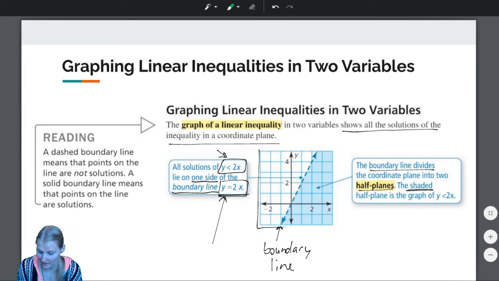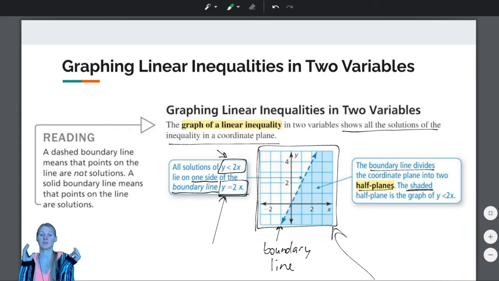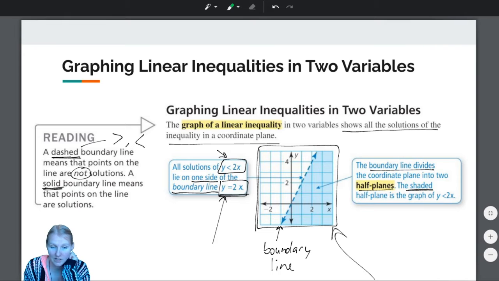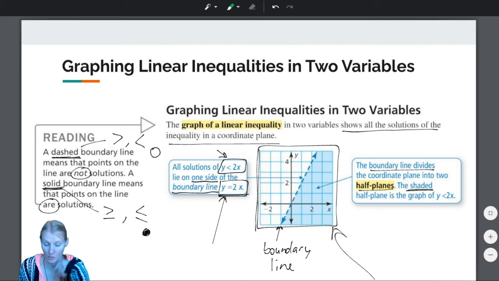So anytime we graph a linear inequality in two variables, it's going to look something like this. We're going to draw a line, and one of the sides will be shaded or colored in. So a dashed line, notice how they have a dotted line. It's not a solid line, it's a dotted line. A dashed boundary line means that points on the line are not solutions. So dashed is greater than or less than. A solid boundary line means that the points on the line are solutions. So solid line is greater than or equal to or less than or equal to. It's like having an open circle or a closed circle in chapter 2. Are we going to have a dashed line or are we going to have a solid line? Similar to chapter 2.